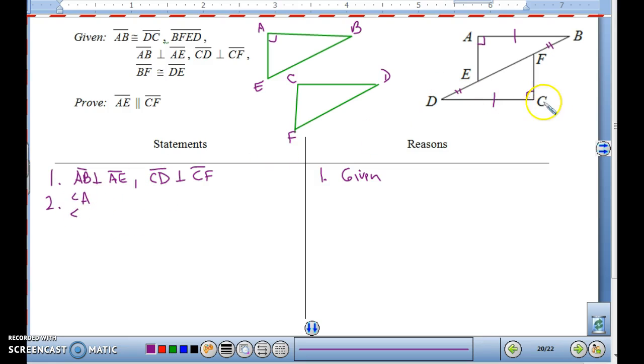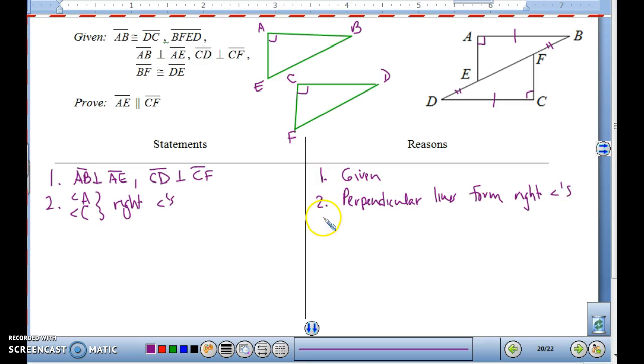So AB being perpendicular to AE gives me that angle A is a right angle, and over here, CD and CF being perpendicular gives me that angle C is a right angle. So these are right angles, because we know perpendicular lines give you right angles. Actually, congruent right angles, if you want to put that. Perpendicular lines form right angles.